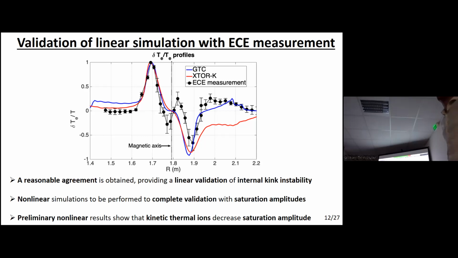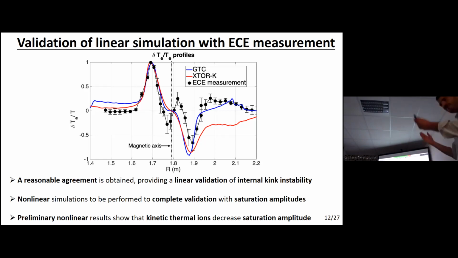Yes. What is the unit for the electron temperature fluctuation? Exactly. Those are actually linear simulations, so here everything is normalized. I'm only comparing the profile shape. But I will conduct a nonlinear validation later. I will show you.